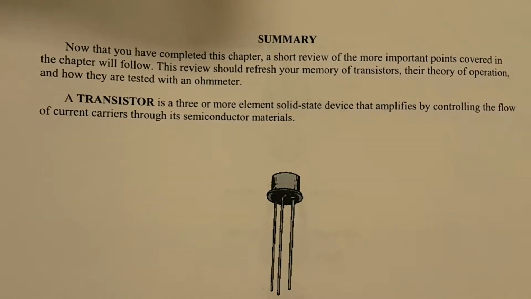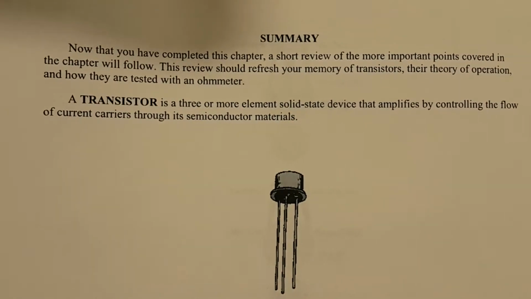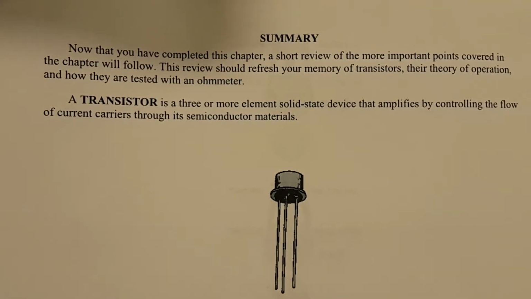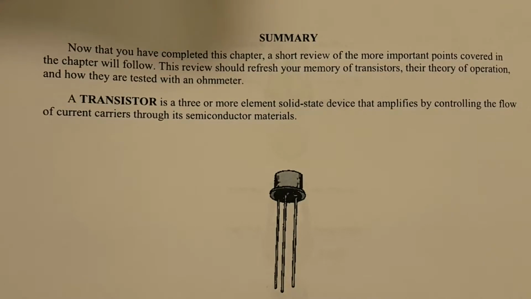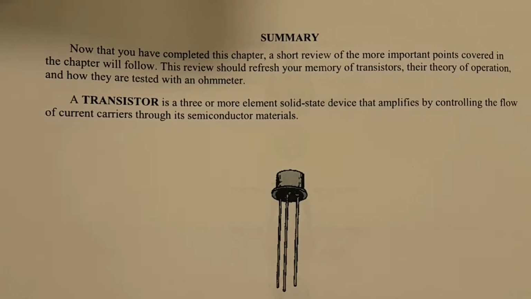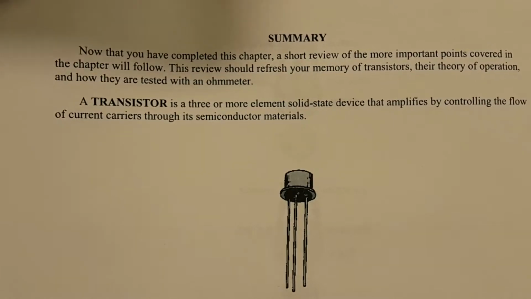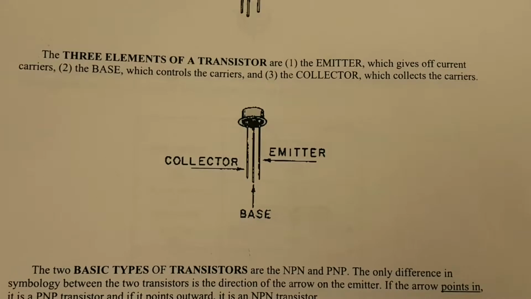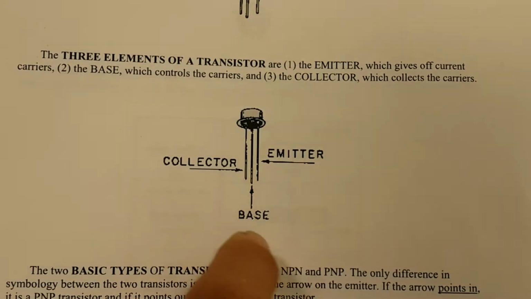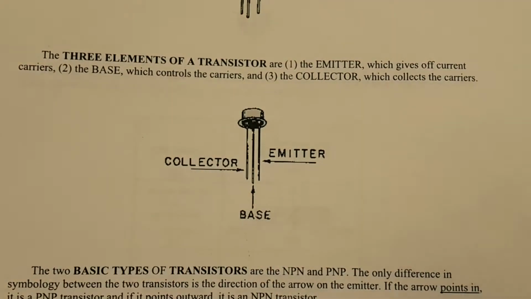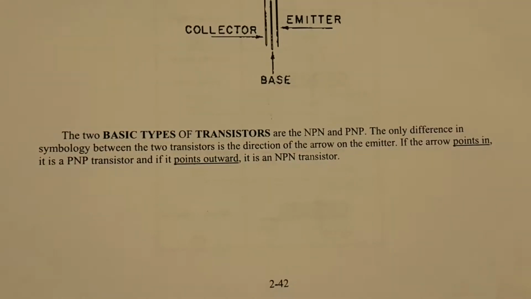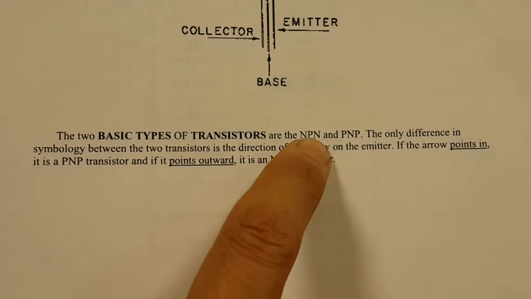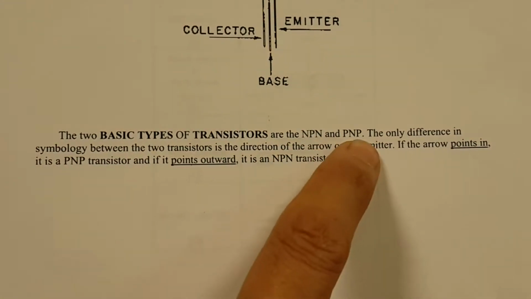The next solid state component that we're going to talk about is the transistors. Transistors can work as switches, or they can amplify by controlling or metering the amount of current that they conduct. Transistors have these three elements: emitter, base, and collector. And there are two basic types of transistors, either NPN or PNP.